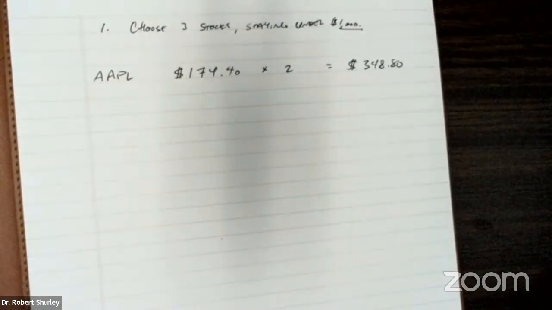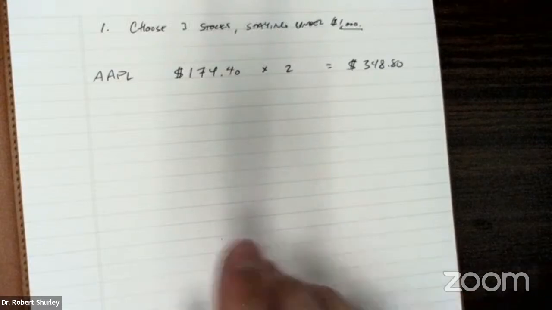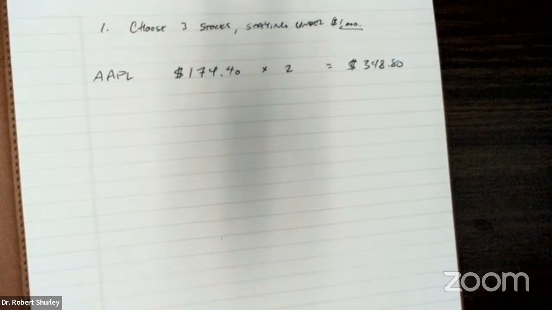Now, I chose Apple because I like Apple products. You could choose Samsung. I bet it's publicly traded. Or Google even. That's publicly traded. But remember, you've got to stay under $1,000. So for the next one, I've got about $600, $650 to play with.